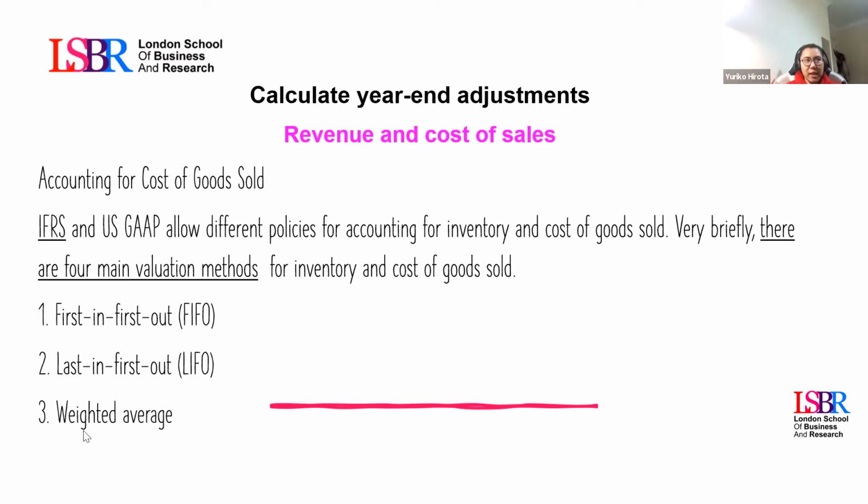So when we are thinking about manufacturing companies, we need to think about revenue, about cost of sales, and we need to think about valuation methods. What are the valuation methods? First in, first out, last in, first out, and weighted average. These are the ways in which we can determine the cost of sales, and having these valuation methods, we can determine the value of the end of the year adjustments.